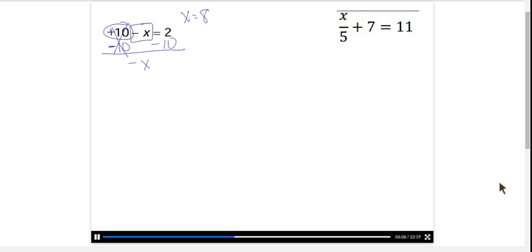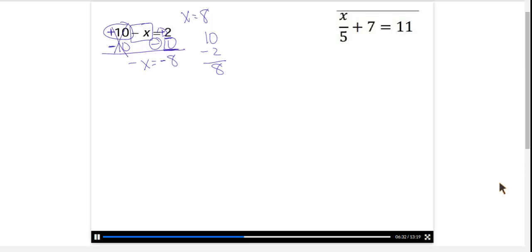Well, let's think about that. My signs are different. I have a positive 2 and a negative 10. Since my signs are different, I take the difference. So 10 minus 2 is 8. And then which of the two numbers is bigger? 10 as a number is bigger than 2 as a number. So since 10 was negative, my answer was negative. So negative x is equal to negative 8.